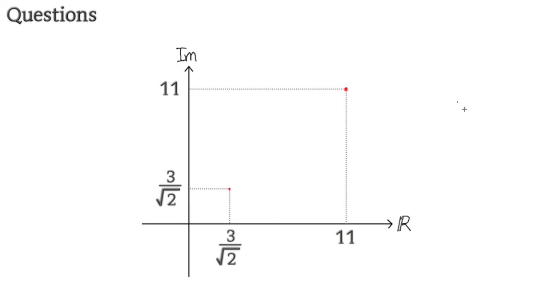Okay, so these are the two solutions. Solution 1 is 3 on root 2 plus 3 on root 2 i, and solution 2 is 11 plus 11i. Turns out they're both on the same straight line with argument pi on 4. And that's just a complete fluke. It doesn't normally happen like this anyway.